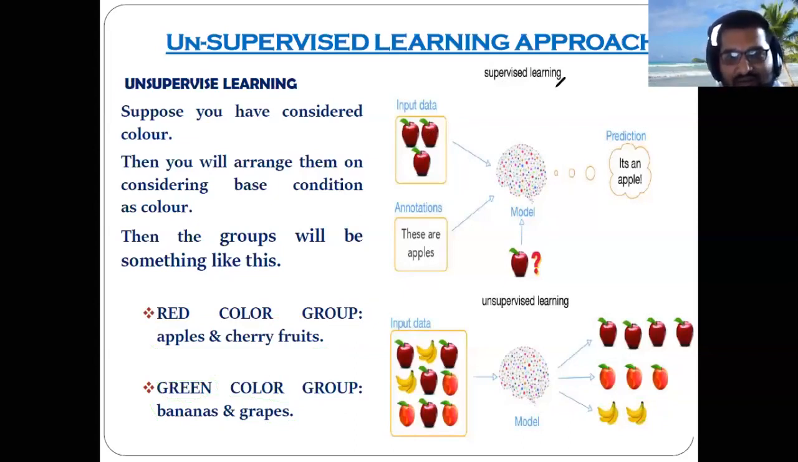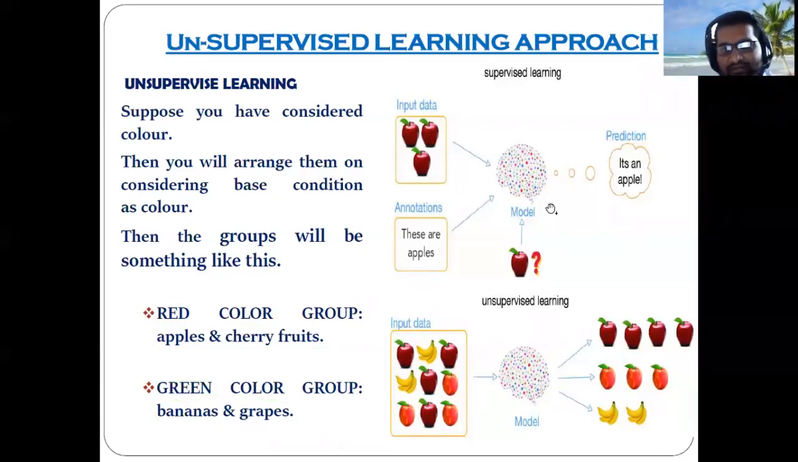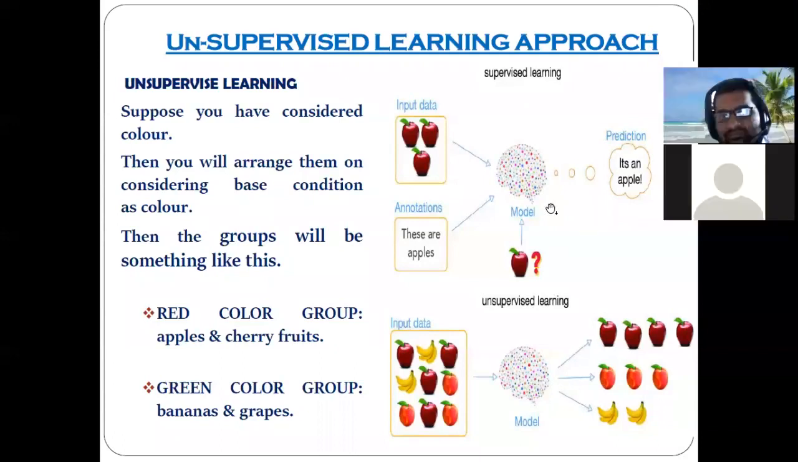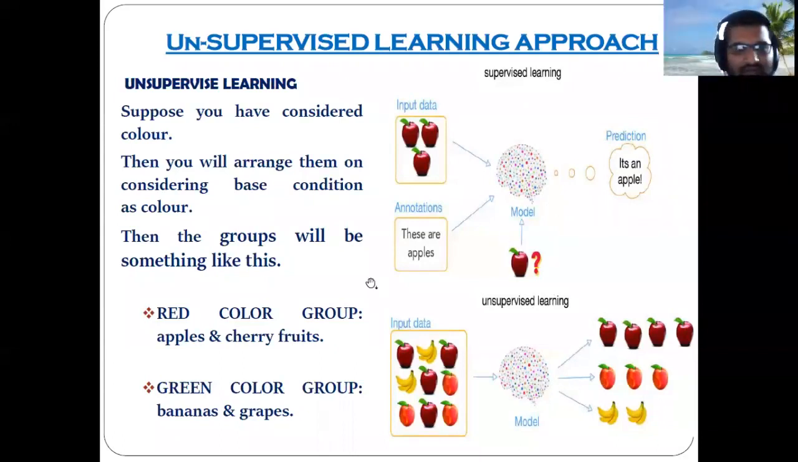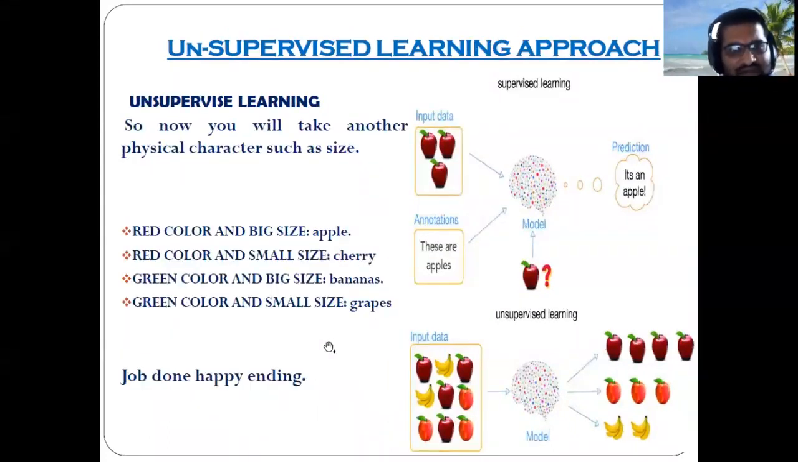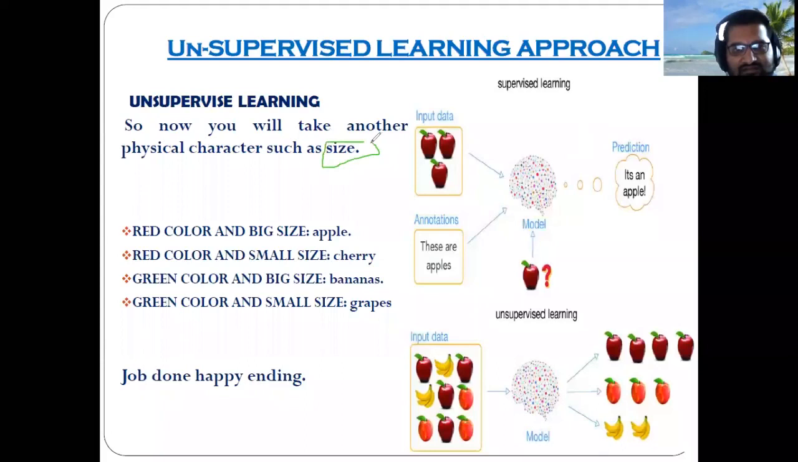correct? Now we can apply. Okay, so according to the first characteristic, what first characteristic have we taken? The color. Now, let's move forward. And now we'll take another physical characteristic, the size.